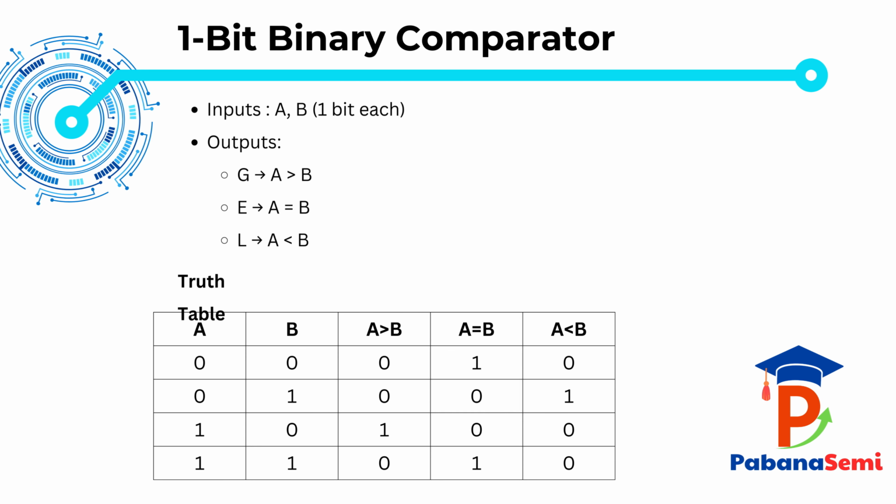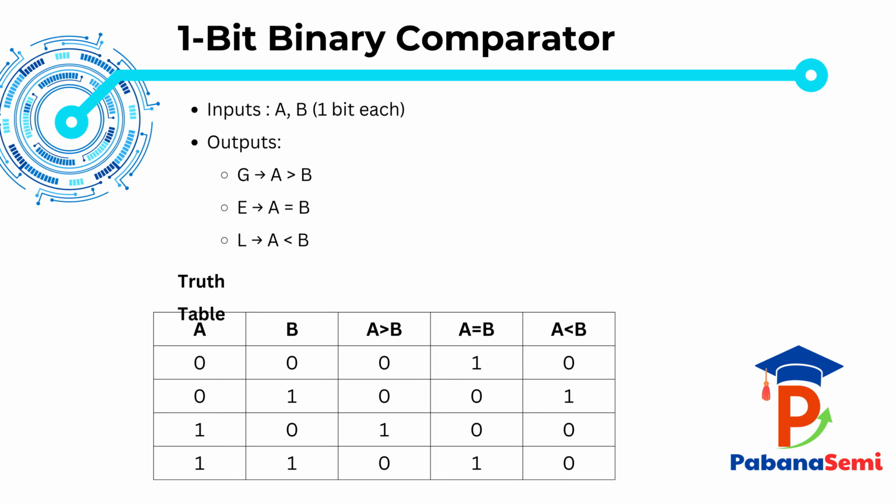Now let's understand the simplest form of a comparator, the one-bit binary comparator. It has two inputs, A and B, each just one bit, either 0 or 1. It produces three outputs: G, which indicates A is greater than B, E, which indicates A is equal to B, L, which indicates A is less than B.